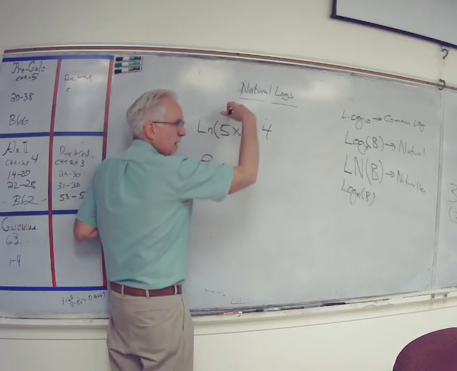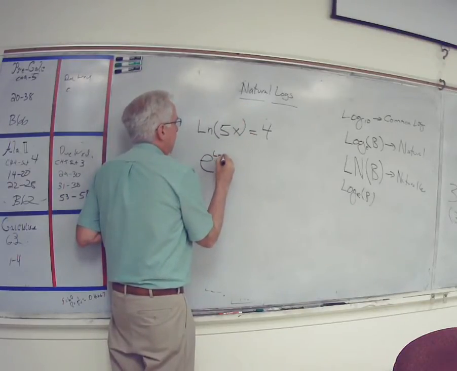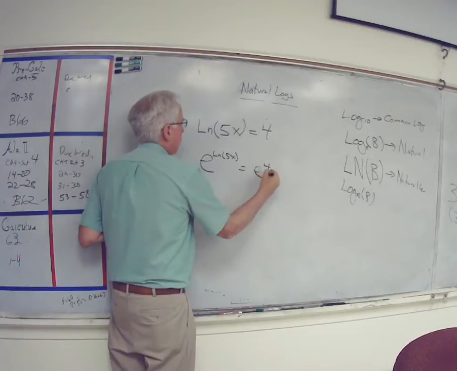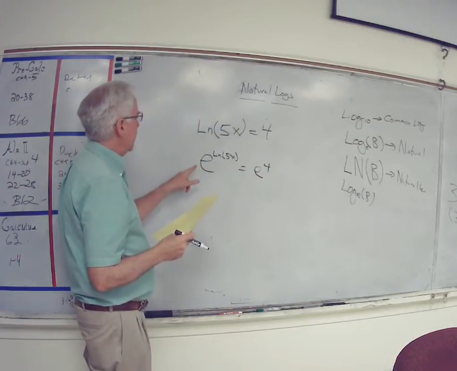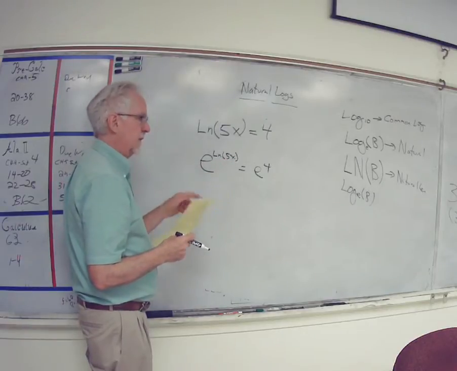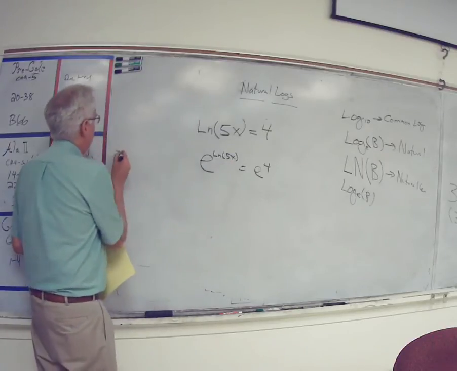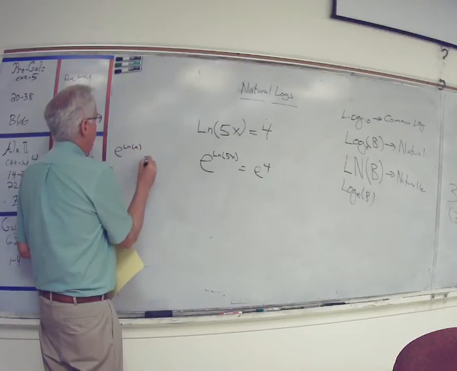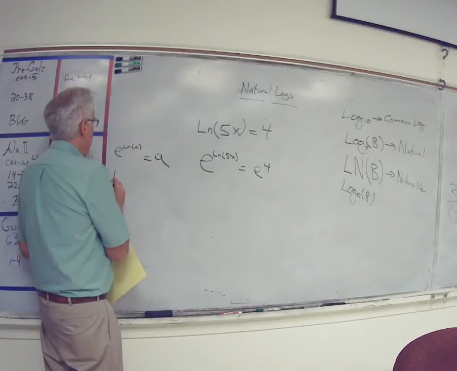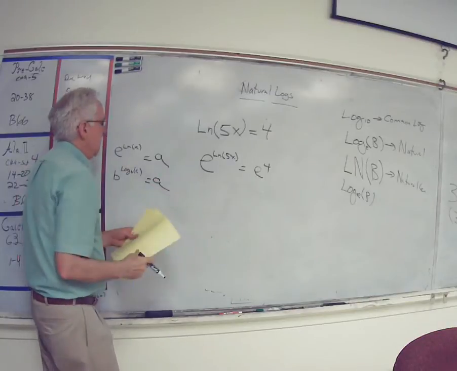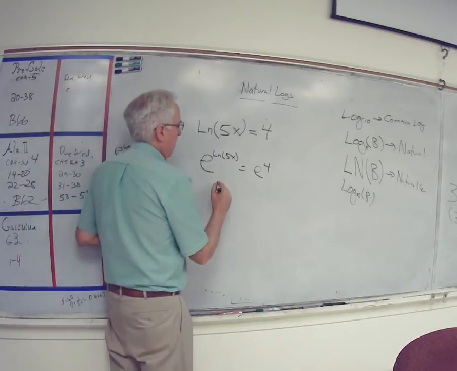I can raise both sides to e, right? e to the ln of 5x is equal to e to the 4. Okay. Now, what is e to the ln of anything? Well, it's what's in here. Okay. So if I have e to the ln of a, that's just equal to what? a. This works for anything where the base and the log match. So b to the log base b of a is equal to a. So e to the ln of 5x is equal to what?